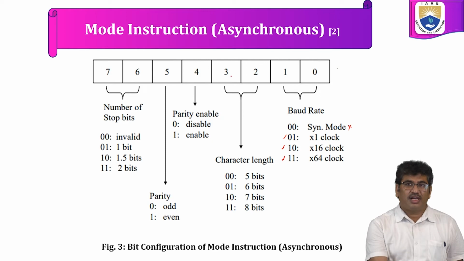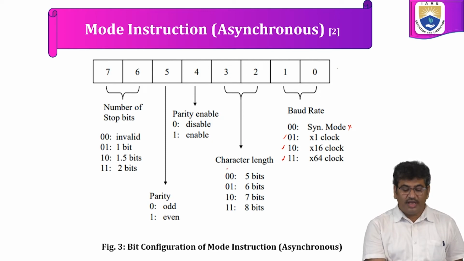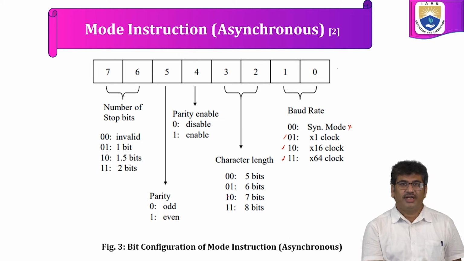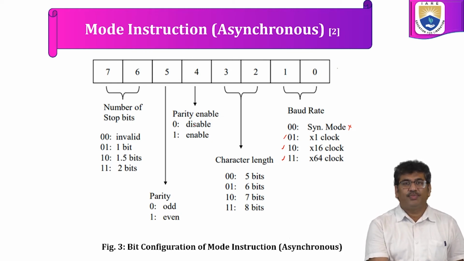The next two bits correspond to the character length, how much data you want to transmit or receive. If you select these two bits as 00, 5 bits of data; 01, 6 bits of data; 10, 7 bits of data; 11, 8 bits of data. The next bit corresponds to whether to enable the parity bit or not.